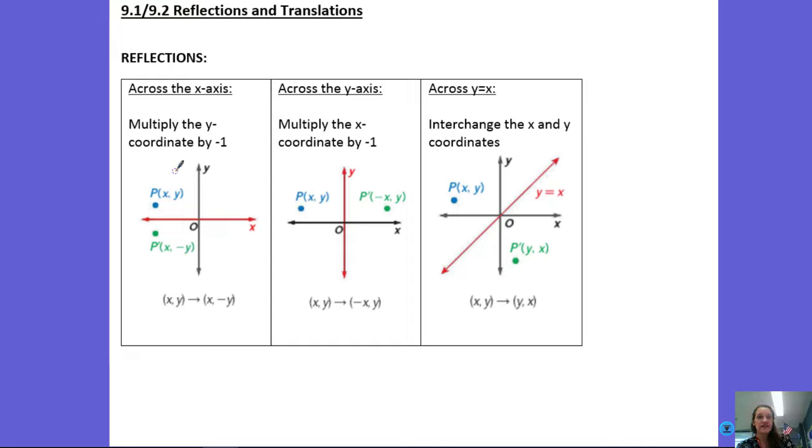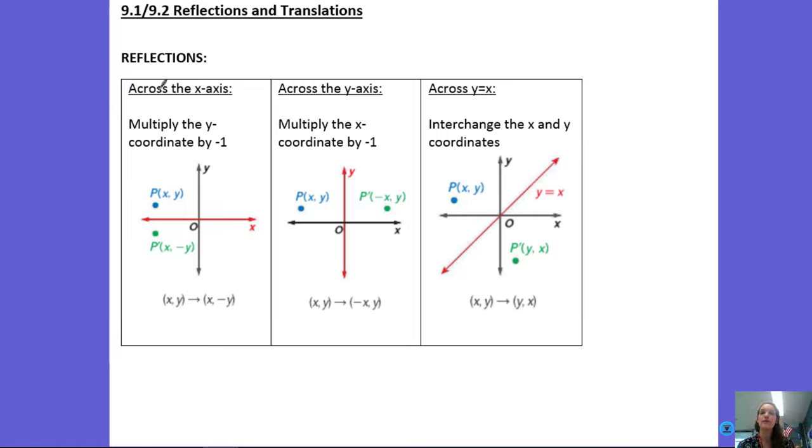So if you're reflecting your point across the x-axis, you are just jumping over that axis. If your point is above, its y value is positive, so if you're reflecting it over the x-axis, the y value will become negative, or vice versa. If your point is below the x-axis, your y value is negative, and so if you're reflecting it across the x-axis, the y value will become positive.